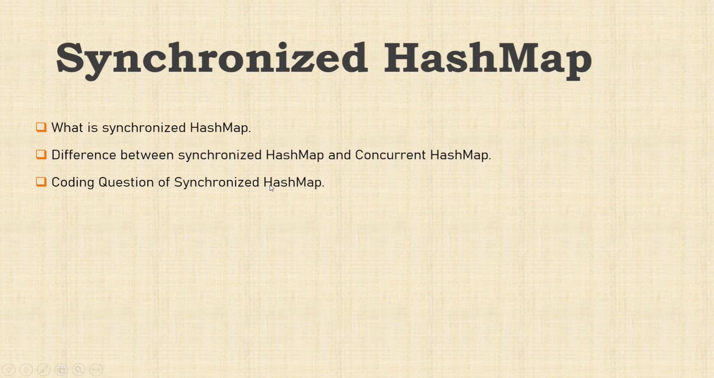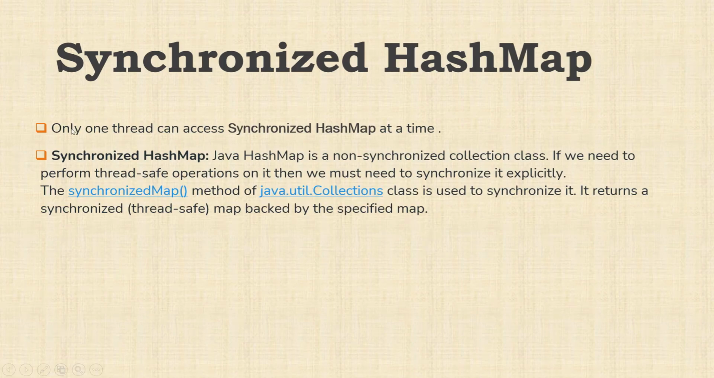First, synchronized HashMap. According to the name, it is synchronized. Synchronized means that only one thread can access it at a time. Multiple threads can't access your resource at a time. So in the first scenario, I have already written: only one thread can access a synchronized HashMap at a time.